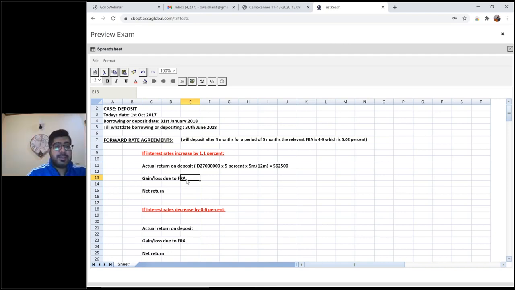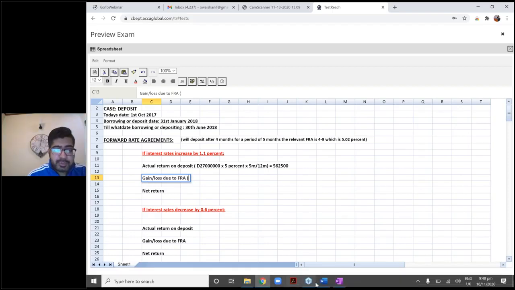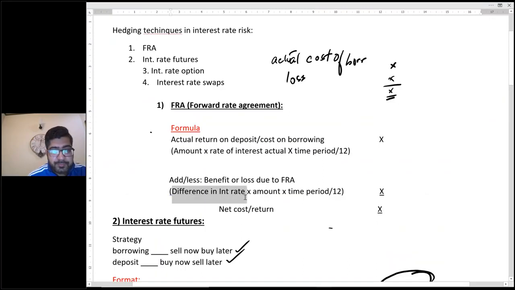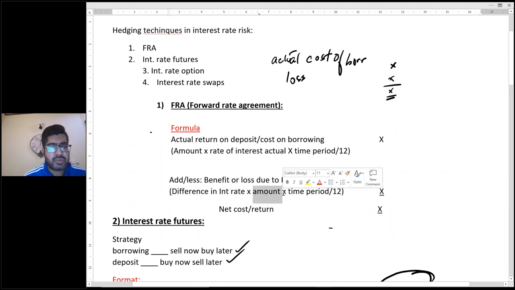Okay. Then deal with gain or loss due to FRA. Now, gain or loss due to FRA is very simple in computation, but you just have to make sure that you apply whether it's a gain or loss. Please pay attention because there is another case as well. So, how is the gain or loss due to FRA computed? See the formula. It's just the difference in rates into amount into time period.